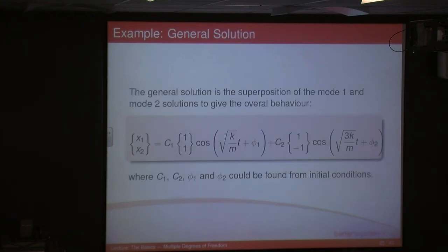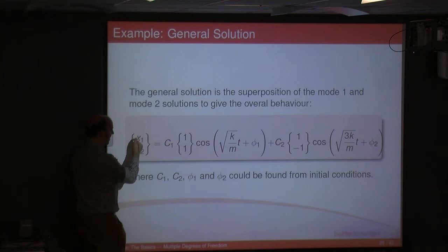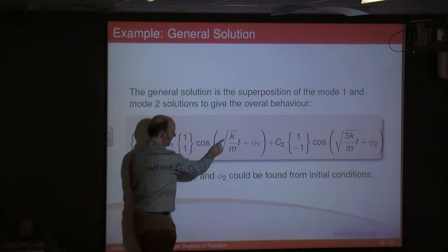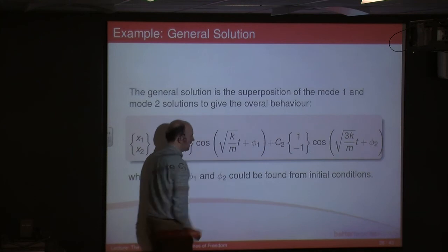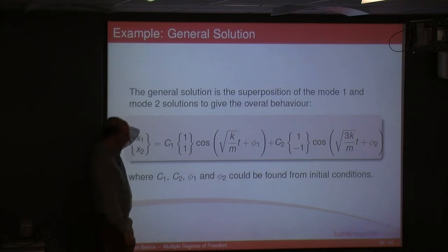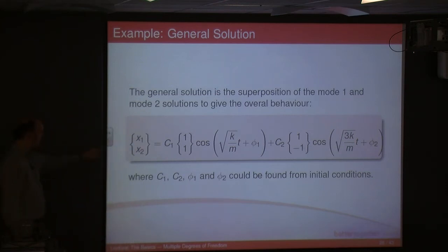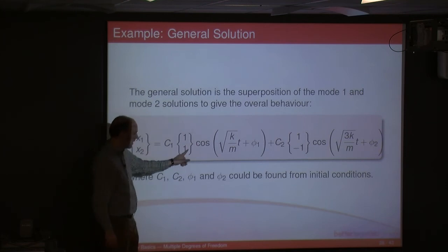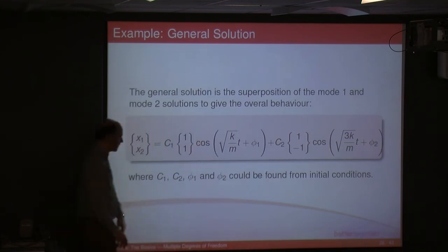And the general solution, like I said, is basically a superposition, or the summation, of the first mode and the second mode. So for the first mass, we've got C1 times cosine of root k upon m t plus phi 1, plus C2 times 1 times cosine of root 3k upon m t plus phi 2. And with the one down here, you have to include the values that we found for r. Those terms C1, C2, phi 1 and phi 2 can be found from initial conditions. We'll talk a bit about initial conditions in a minute.